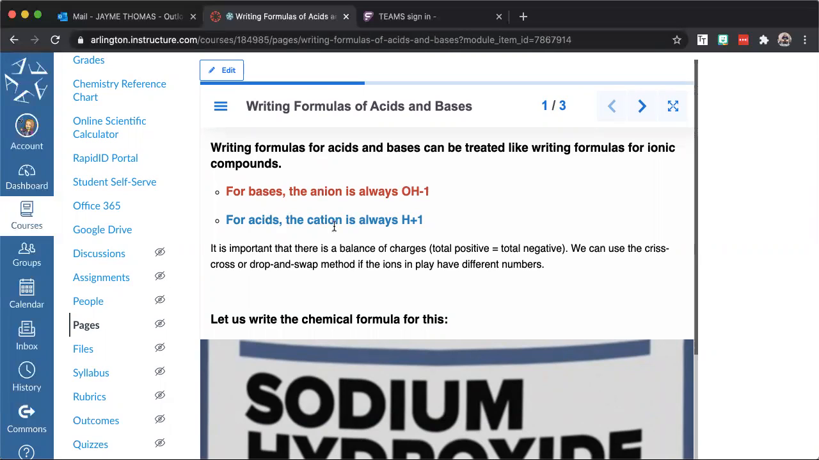For acids, the cation is always the hydrogen ion. So it's always hydrogen, H with a +1. You still have to balance your charges. So the positive and negatives have to equal each other. So you can use the crisscross method and just make sure you check to see if you need to reduce the subscripts. Or you can do like we did in the practice videos before break, where we balanced the charges and then counted how many of each we needed to do that.